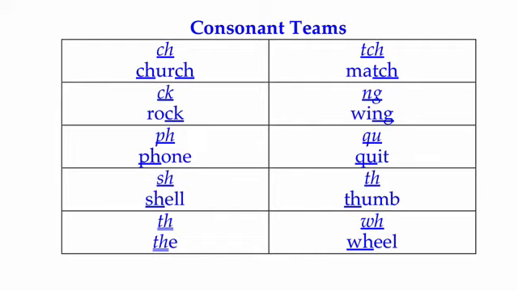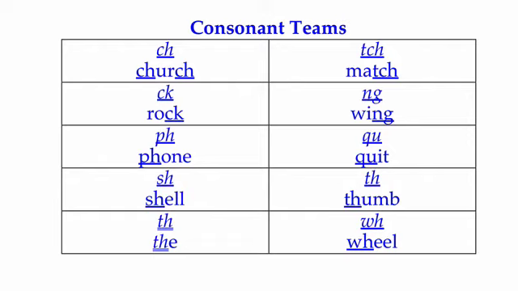Finally, WH represents the sound w, as in the word wheel. Some people pronounce WH with a slight H sound in front, hwa, but most people now only use the W sound when they are pronouncing a word with the WH team. So for our purposes, when we see WH, I will assume that it's representing the sound w.